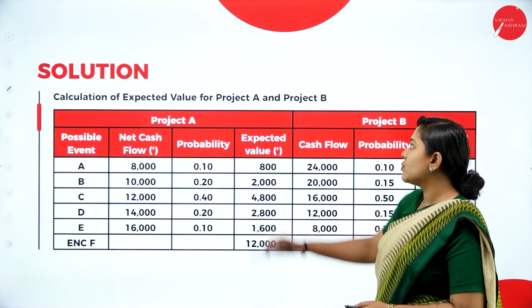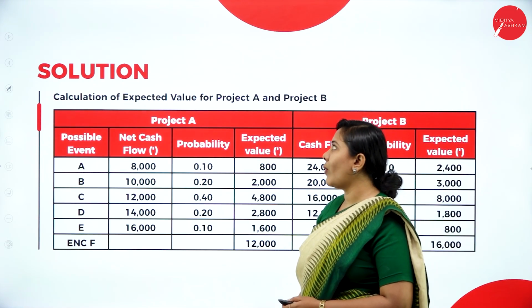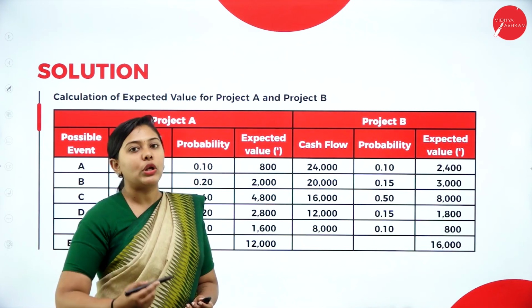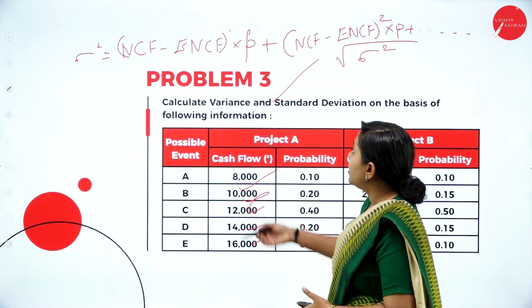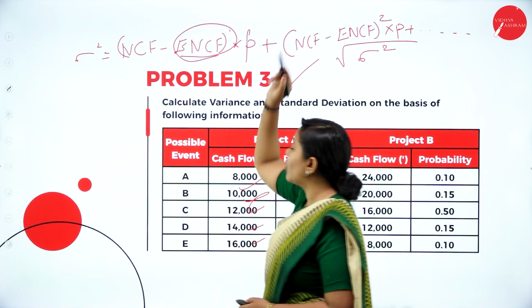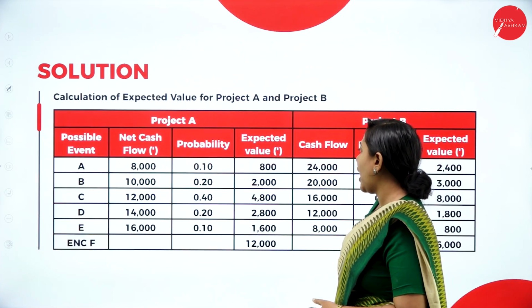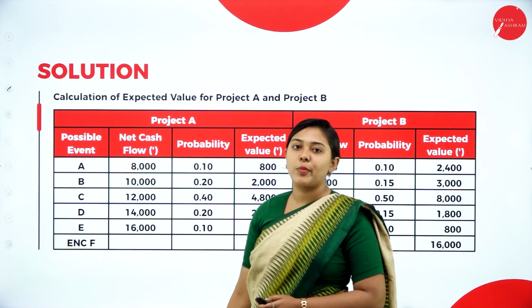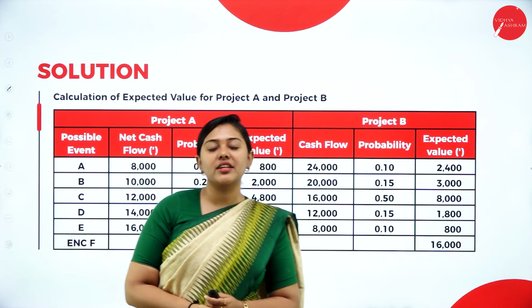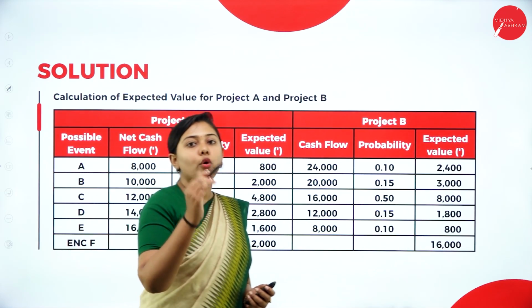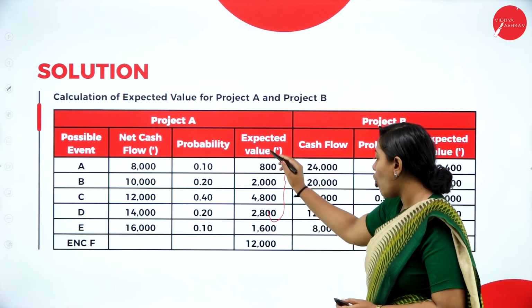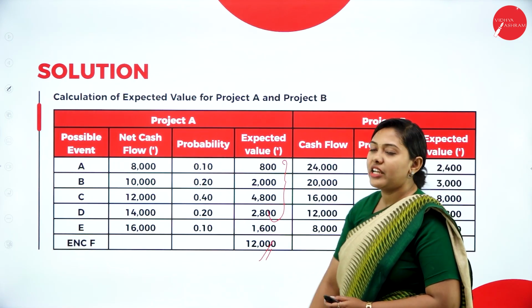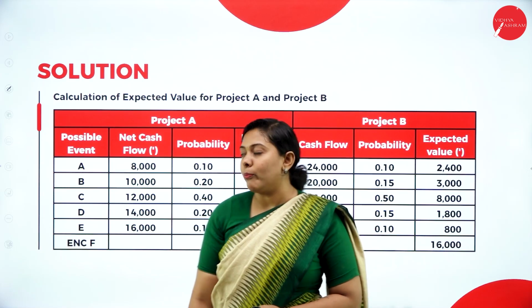So, what is the first step? To calculate the expected value for Project A. In order to calculate the variance, what do we want? The expected net cash flow. So we have to calculate the expected net cash flow. How do we calculate it? Cash flow into probability, and you will get your expected value. The summation of all the occurrences of the events will be your expected net cash flow.